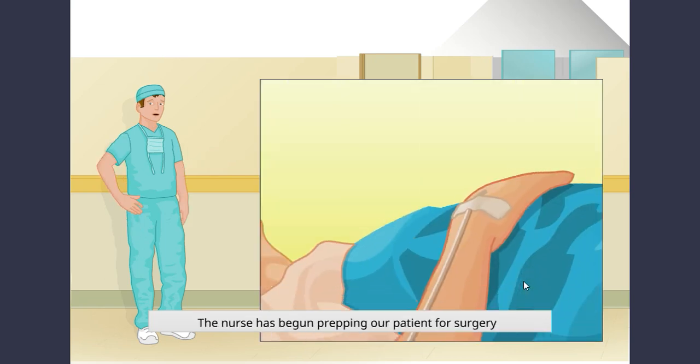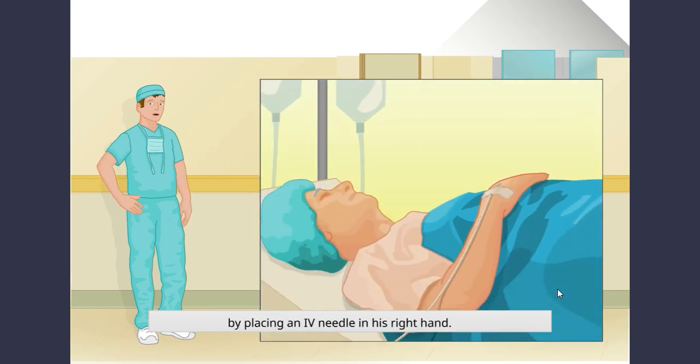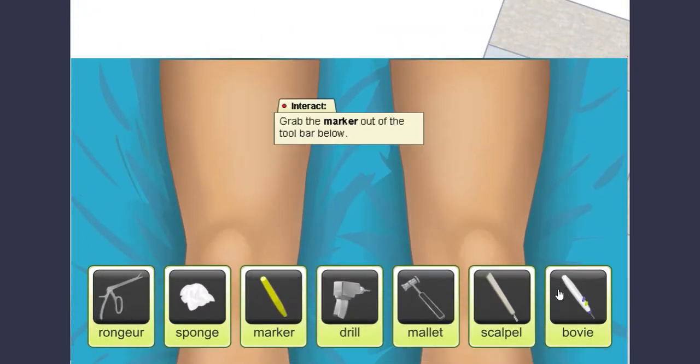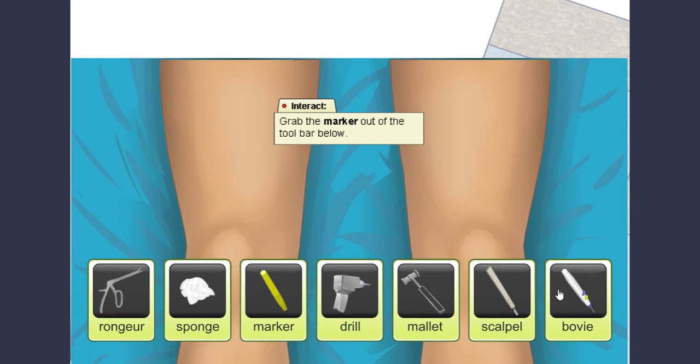The nurse has begun prepping our patient for surgery by placing an IV needle in his right hand. Now it's your turn. The anesthesiologist uses the marker and writes your initials on the proper knee to be operated on. This may seem silly, but it's an actual step taken to prevent wrong site surgeries.